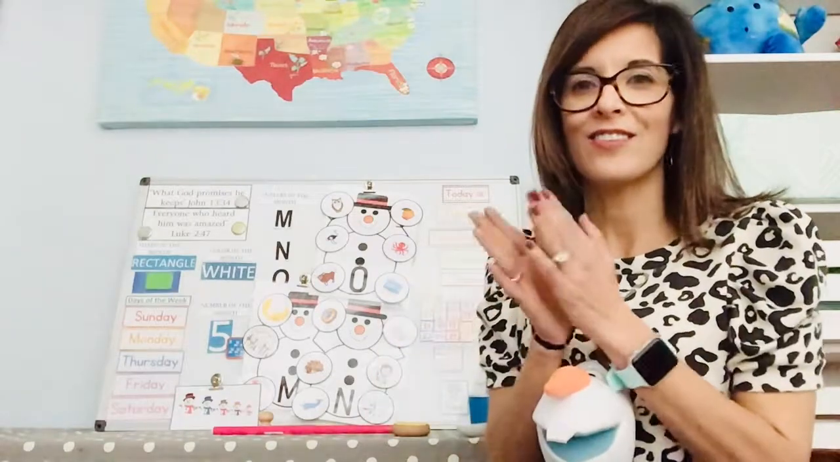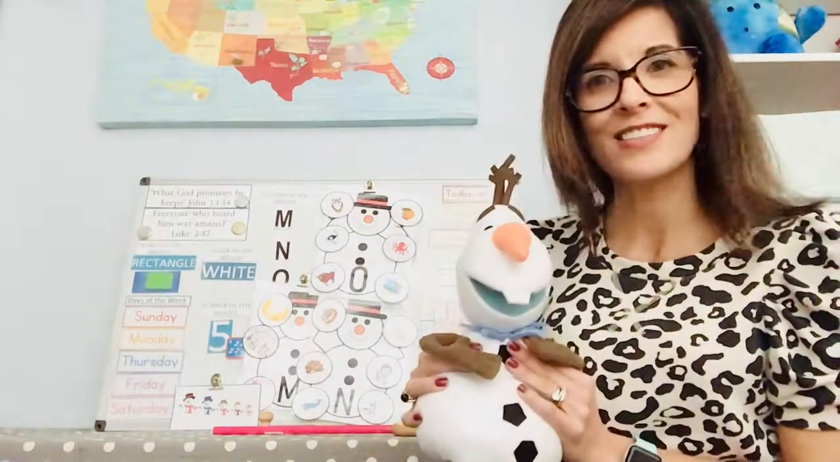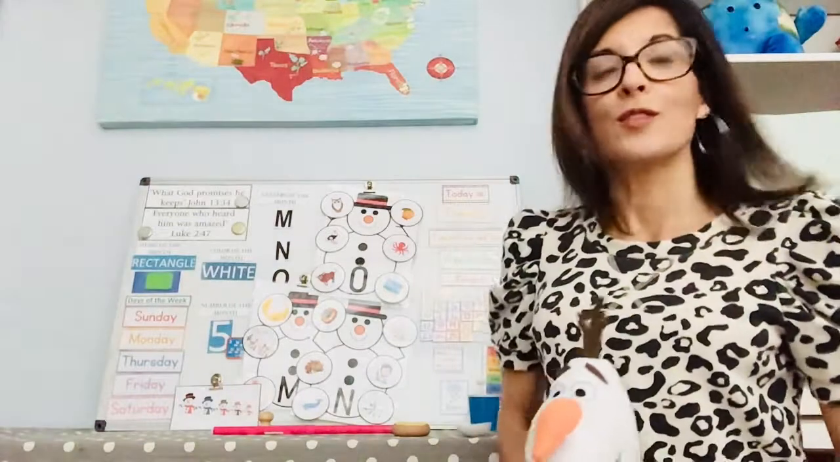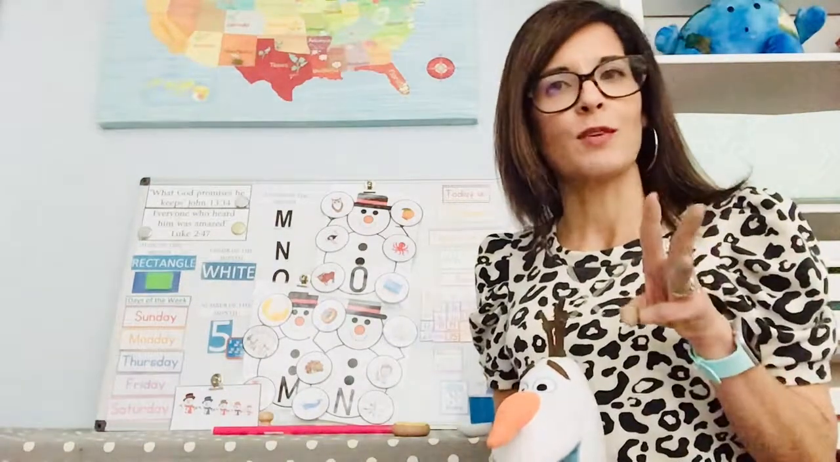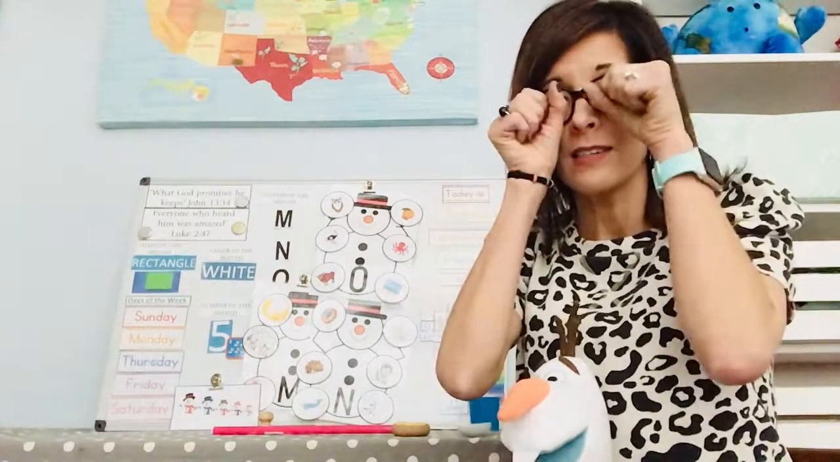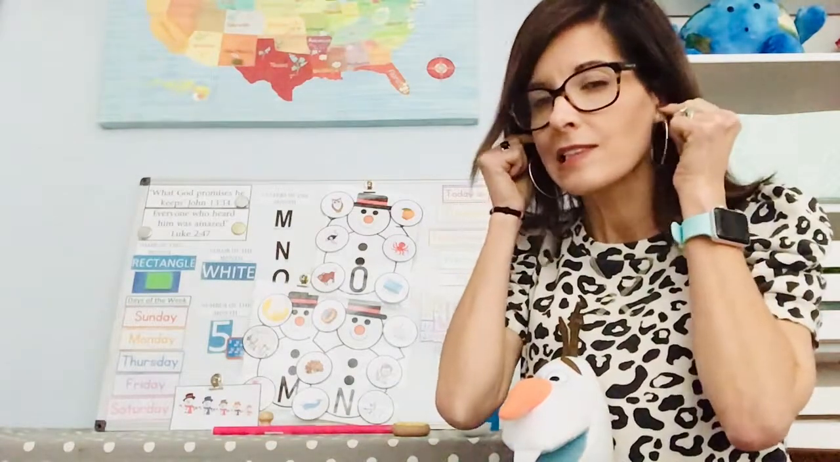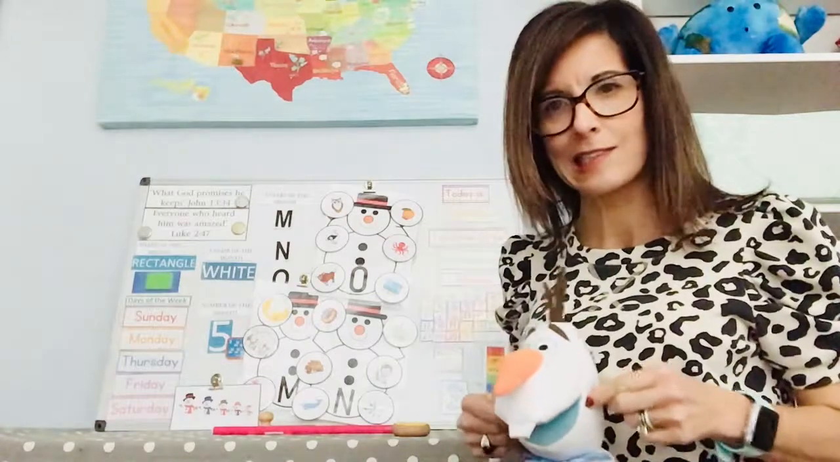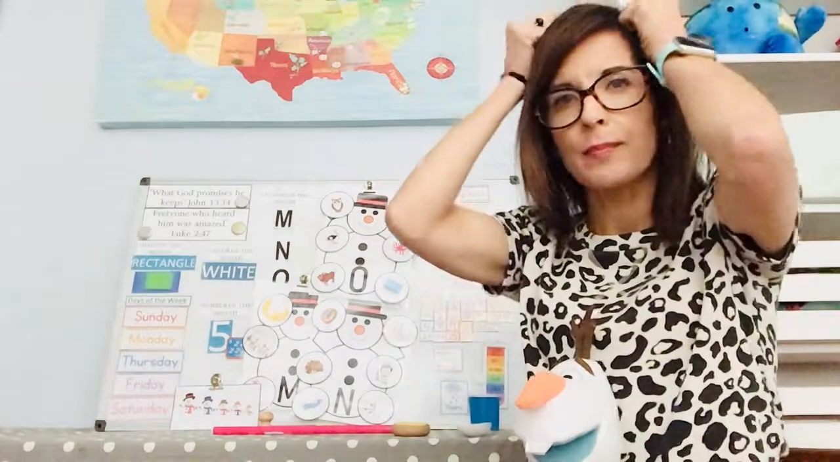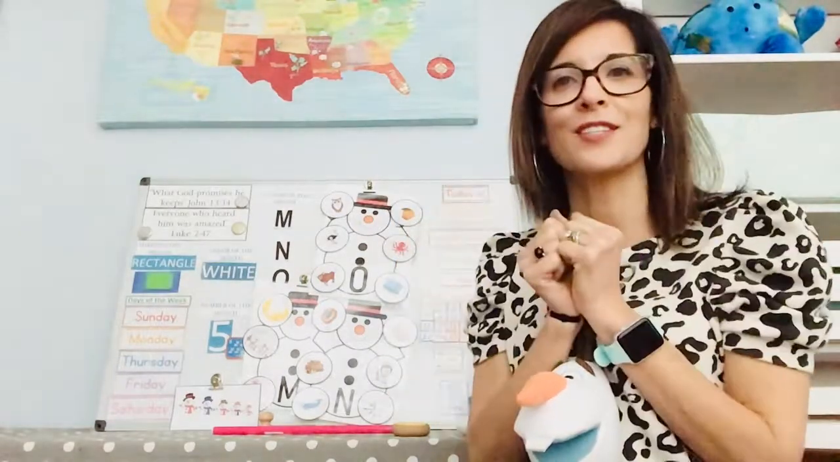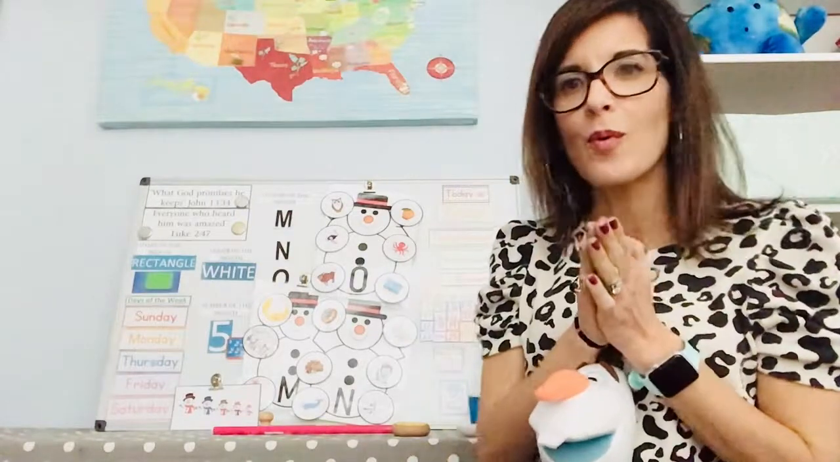Oh, good job, friends. Olaf loved to hear you sing. So there's three things we need to do before we go over our board. Let's get our looking eyes on, and then our listening ears. Let's do Olaf's. And put on our thinking cap. Oh, good job. We're ready to go over our board.